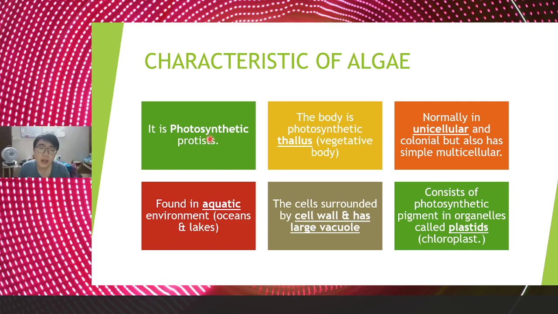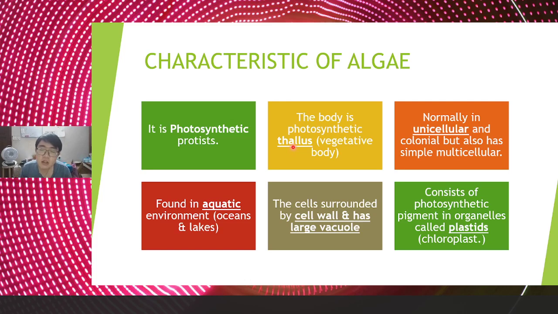So the alga is a photosynthetic protist. This means that in the subkingdom Algae, all of the algae are photosynthetic protista, which means that they will have chloroplast. Okay, photosynthetic, right? So it must have chloroplast. But it is not a plant cell because the body is a photosynthetic thallus.